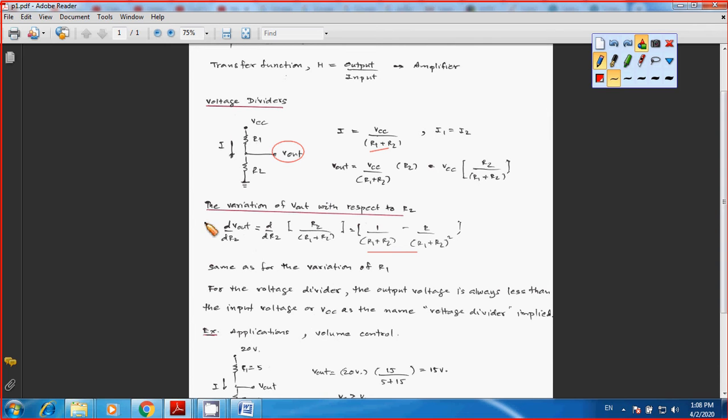So from the notation here, the derivative of your V out with respect to R2 means that you can find how much your output voltage changes when your R2 resistance is changed by 1 unit, or in this case is 1 ohm. So you can do the same thing for R2 in the case of R1 varies.